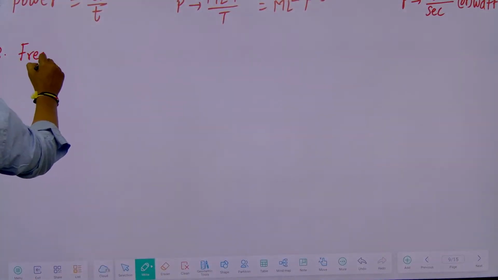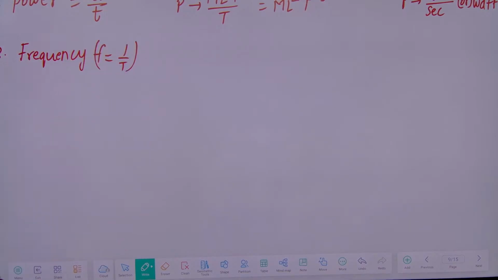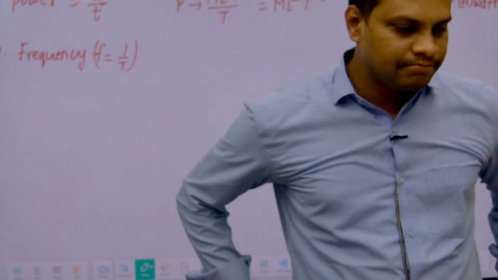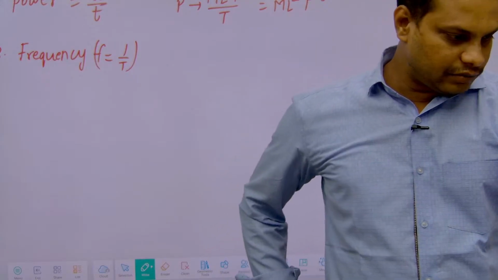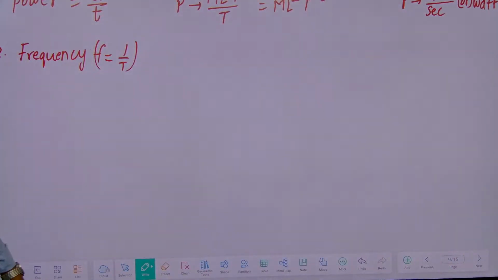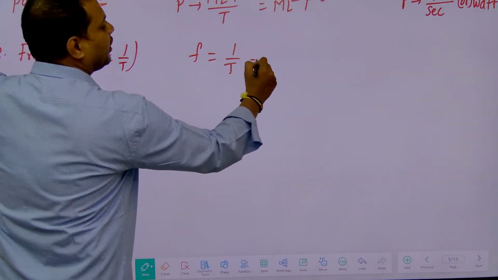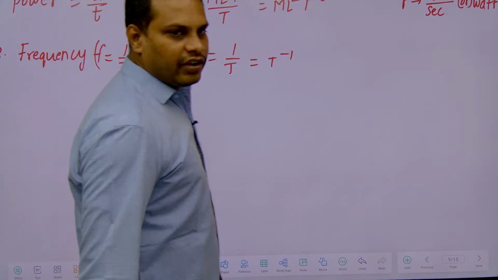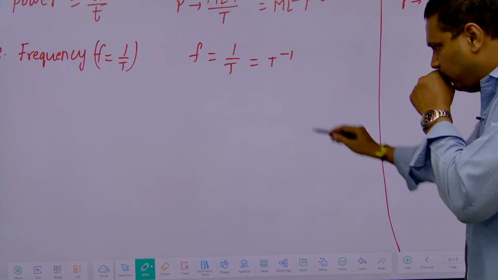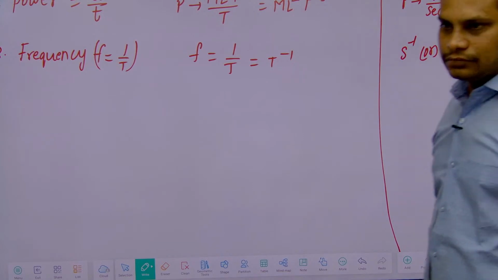Frequency. Frequency formula is 1 by time. Is it there? Frequency is 1 by time. So frequency is equal to 1 by time, that is 1 by T, equal to T power of minus 1. What is the frequency dimensional formula? T power of minus 1. Then what is the unit? T power of minus 1 means second inverse, or this is also called hertz. Are you clear?